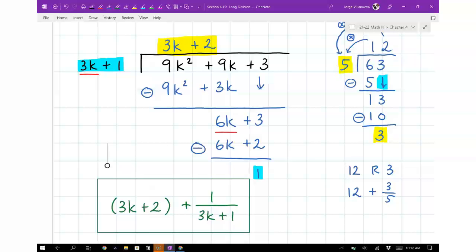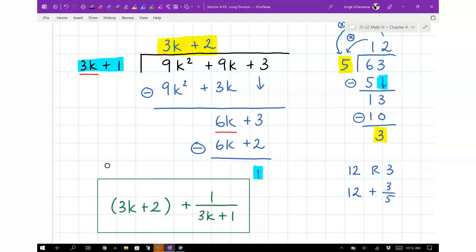So then we asked ourselves, remember, focus on the first, right? That's the thing I always tell people, focus on the firsts. 3k has to become 6k. How do we do that? Well, we multiply it by 2, a plus 2. So I multiplied a positive 2 times 3k plus 1. I got 6k plus 2. We subtract. Notice our first terms cancel out as they should. 3 minus 2 is 1.